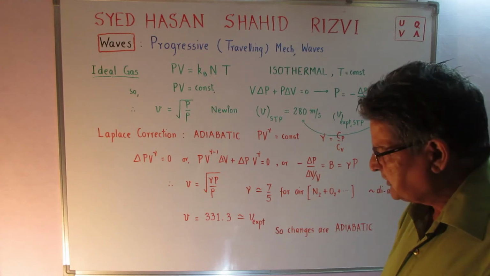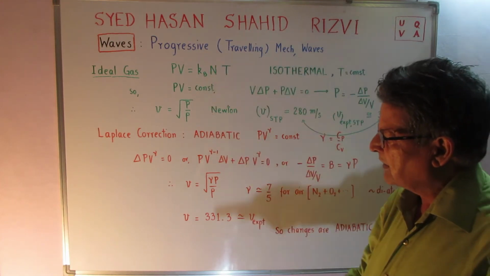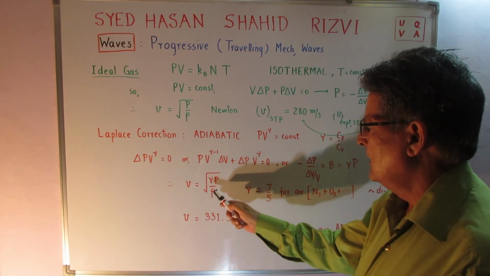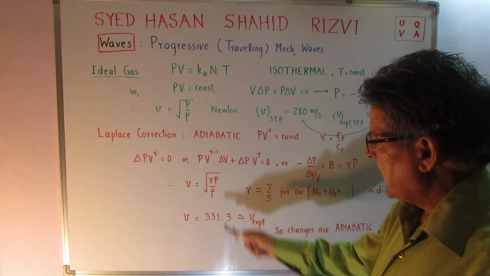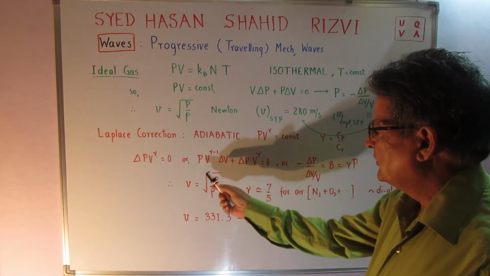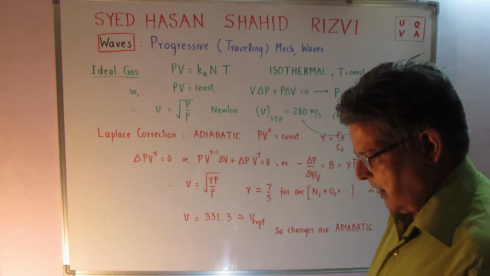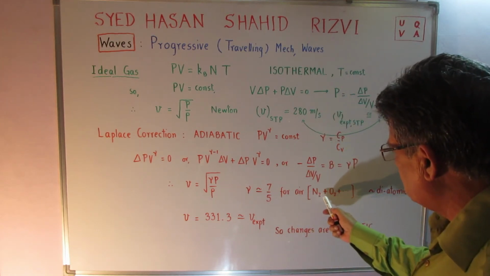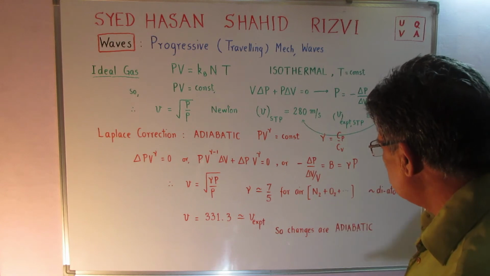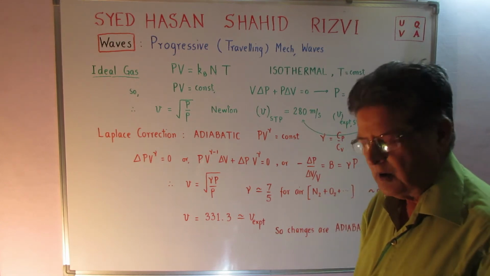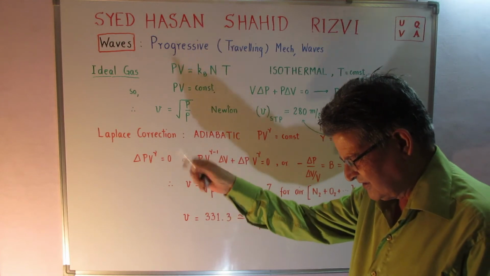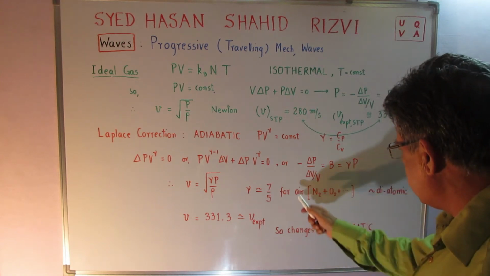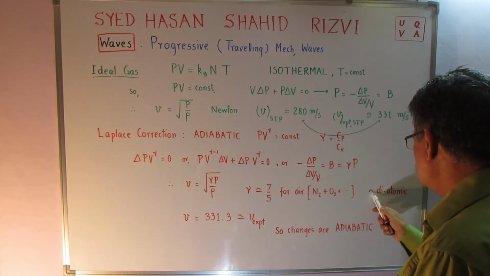So instead of B being equal to P as we have taken over here, the Laplace correction is that we take gamma P, and the velocity becomes under root gamma P upon rho. And air is mostly nitrogen molecules and oxygen molecules in the ratio of 4:1, plus some little bit of other gases, which is negligibly small. So we can say that for air, the system is almost diatomic.